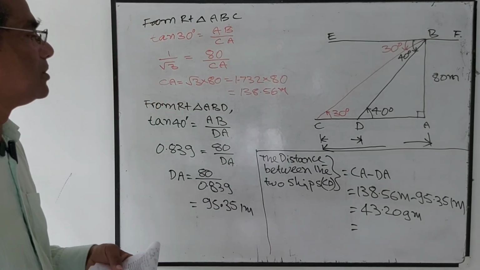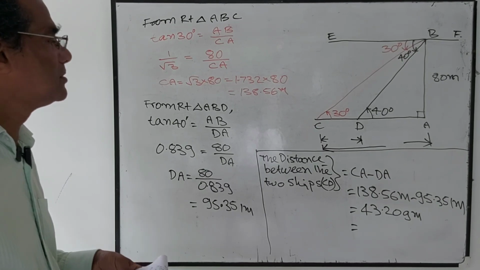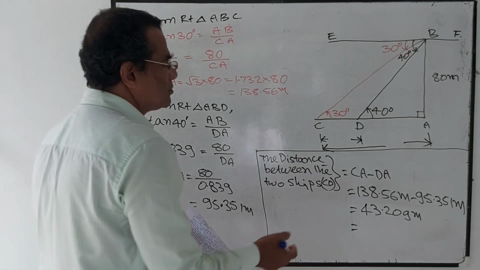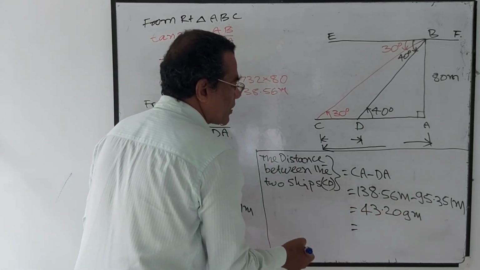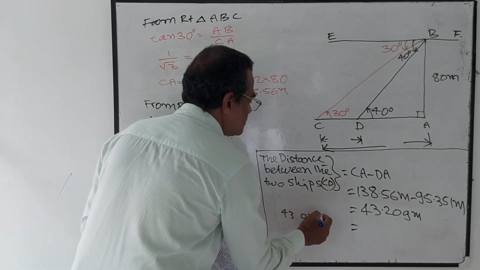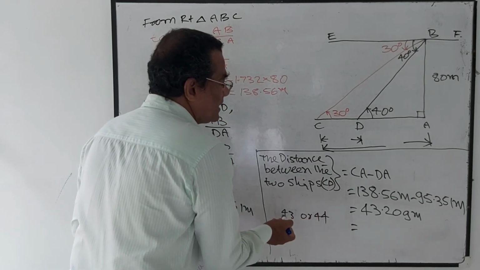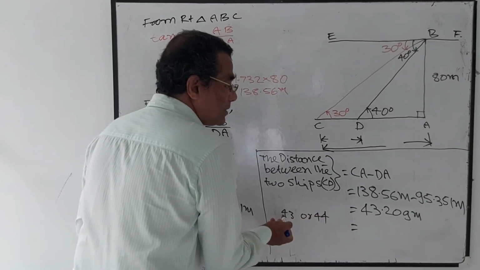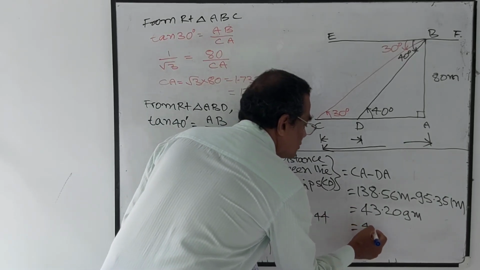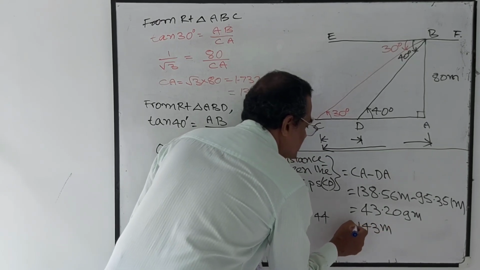So you are asked to give the answer to the nearest meter. So which is near to 43.209? Is it 43 or 44? 43 is nearer to this than 44. So the answer is 43 meters, to the nearest meter.